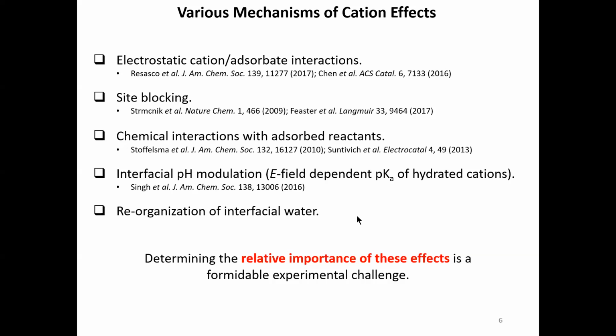The reason for this poor mechanistic understanding is because cations can influence an electrocatalytic process in a number of distinct ways. For example, the cations can change the electrostatics at the interface. They may block active sites. They may directly chemically interact with reaction intermediates. Hydrated alkali cations can buffer the interfacial pH to different extents. And also the cations can reorganize the structure of interfacial water, which not only provides the solvent environment, but also participates in these reactions. However, distinguishing between or identifying the relative importance of these effects is a formidable experimental challenge.